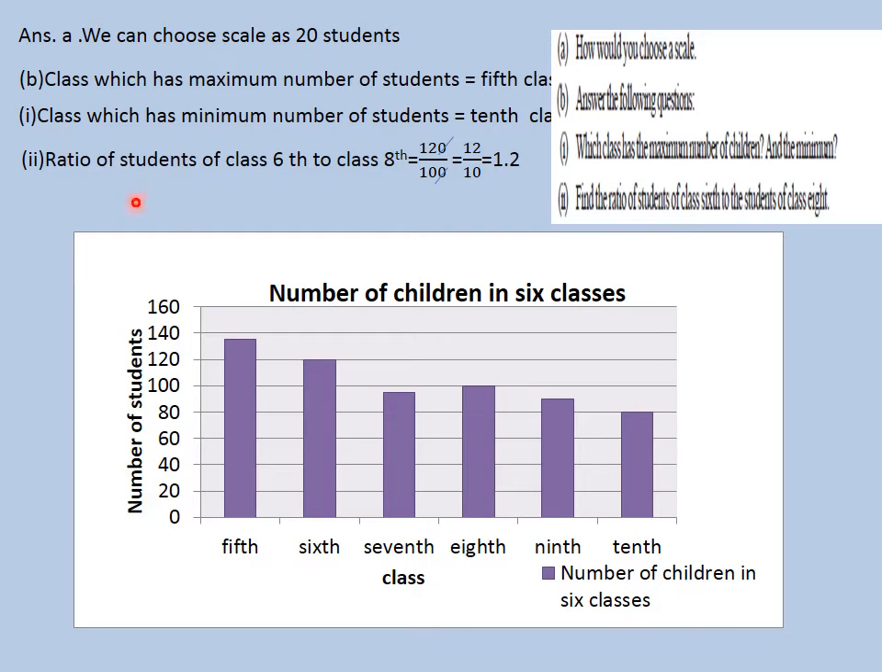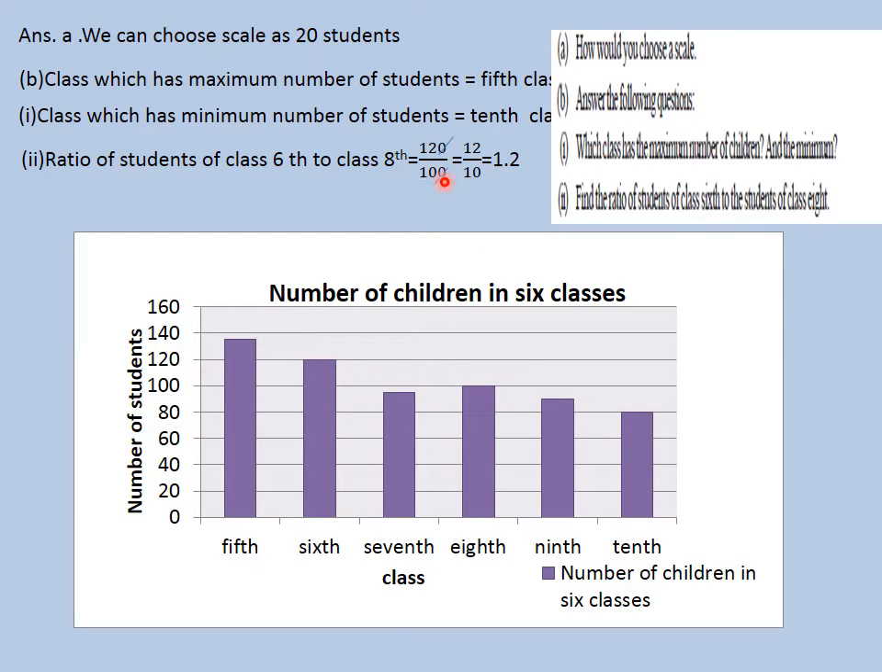Now the last question is, find the ratio of students of class 6th to the class 8th students. How many students are there in class 6? 120. Ratio means A by B, A upon B. So class 6th has 120 students, and 8th class is having how many students? 100 students, isn't it?